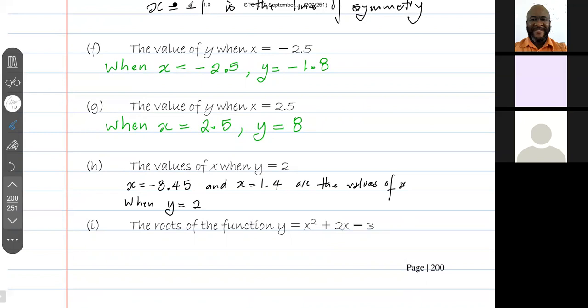Remember, the roots are the x-intercepts. The roots are the x-intercepts. So the x-intercepts are -3 and +1. So x is equal to -3 and x is equal to 1 are the roots of y is equal to x squared plus 2x minus 3.